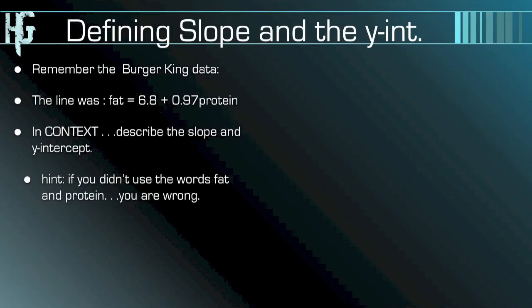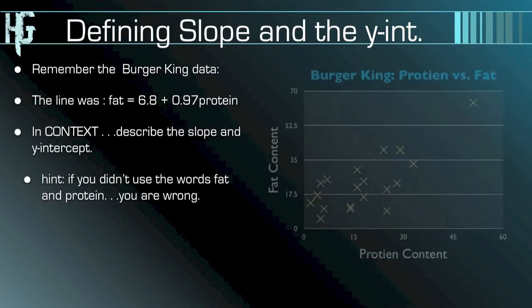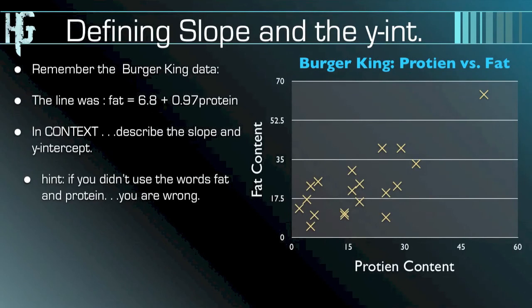If I look at the y-intercept, if I have 0 protein grams in my Burger King menu item, I would expect to have 6.8 grams of fat. Okay, so that y-intercept says if the x value is 0, if it has no value, then the y-intercept is what you would expect to see in whatever the y variable actually is. And you can see the chart that we had from the last video, the last PowerPoint.